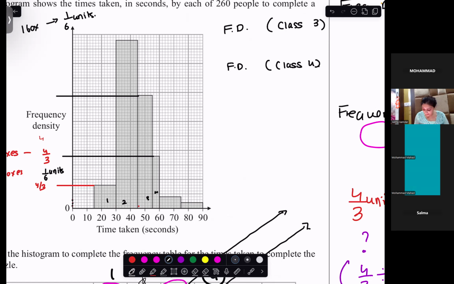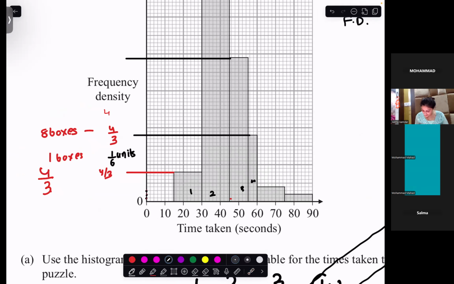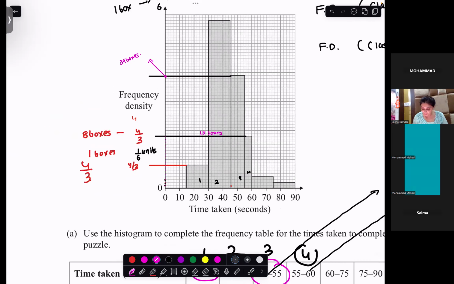So we will count the number of boxes from here till what we need. Counting from here till what we need, we get that this stands at 39 boxes from the origin, and this is 18 boxes from the origin. So let's check: 1, 2, 3, 4, 5, 6, 7, 8, 9, 10, 11, 12, 13, 14, 15, 16, 17, 18. 18 boxes from the origin.